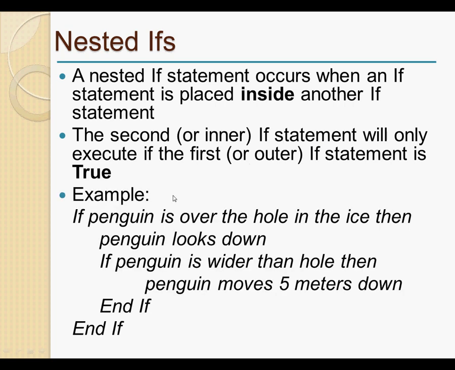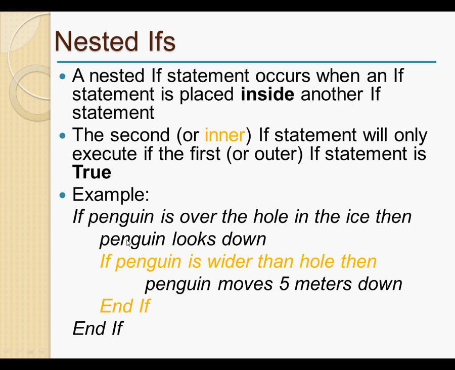We're going to have an example where a penguin's going to walk over a hole. And if he's over top of the hole and he's smaller than the hole, he's going to fall in. So here we have the outer if statement. The outer if statement says if my penguin is over the hole in the ice, then I'm going to do all the things inside. And only if this is true do I do any of the things inside.